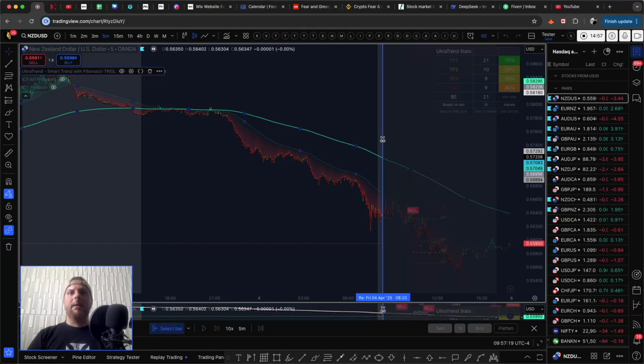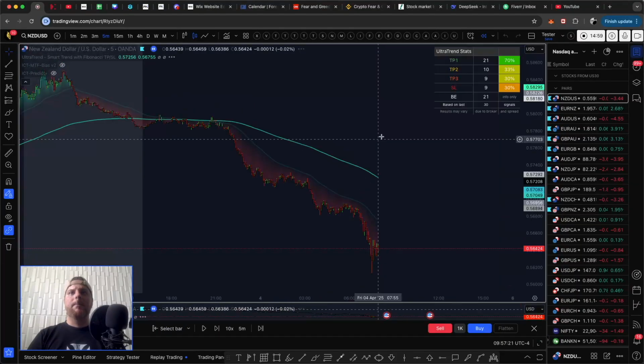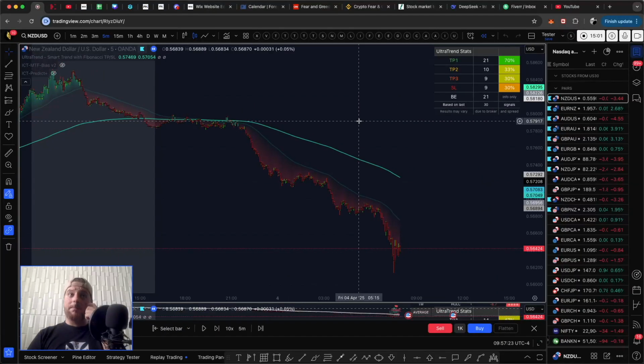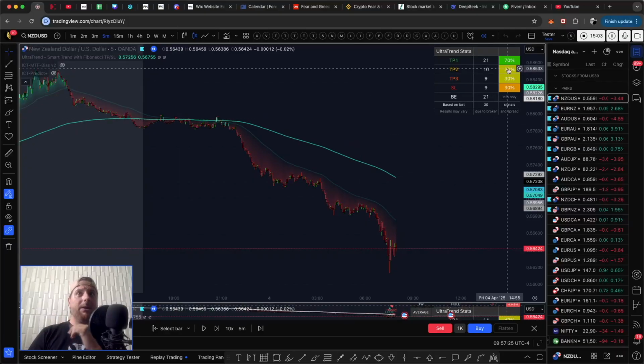Again, I have to go here. Okay, so I set the alert, right? Because I like this pair that is 70%, okay? 70% chances in the past 30 trades, it hit TP1 21 times. So that's a good rate for me.